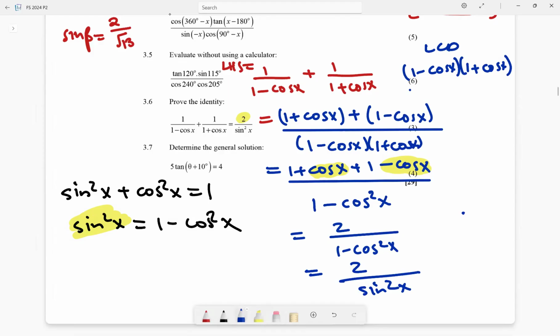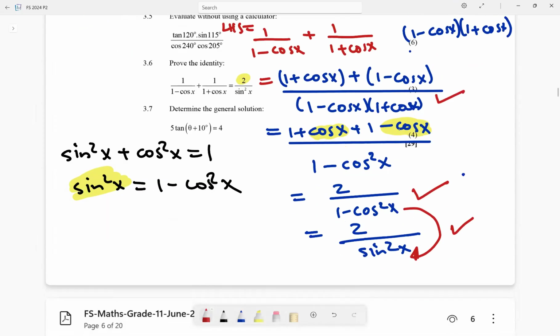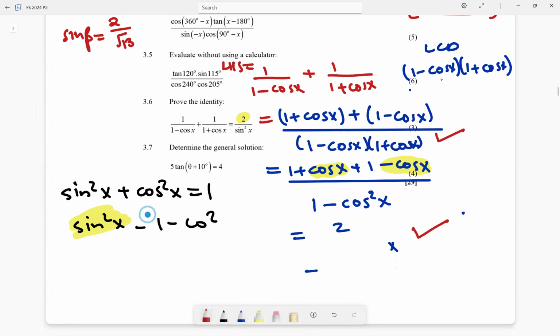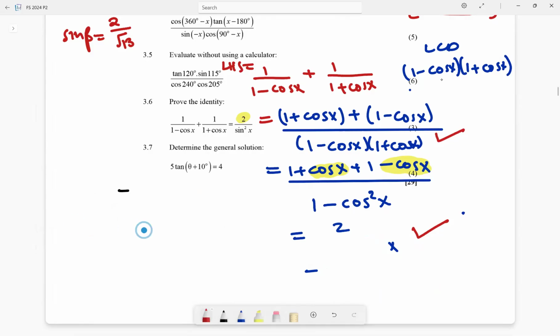I want to believe I explained this. First mark, it is getting the LCD. Okay. Second mark, it is simplifying. Okay. Then the third mark, it is using the identity. Okay. I think I'm not too fast nor too slow. So yes. Okay. Let's move on.